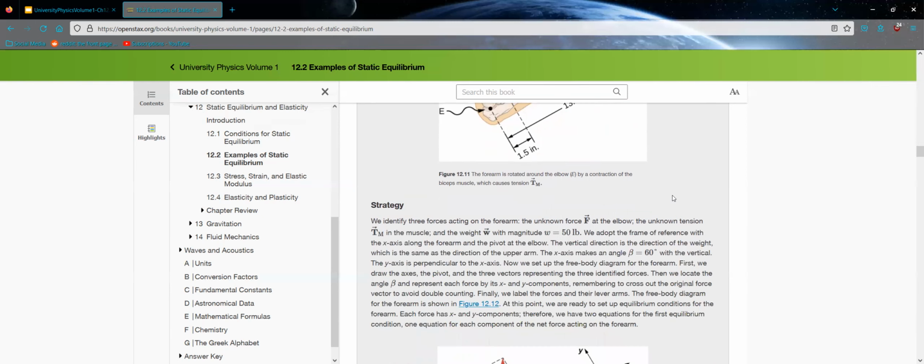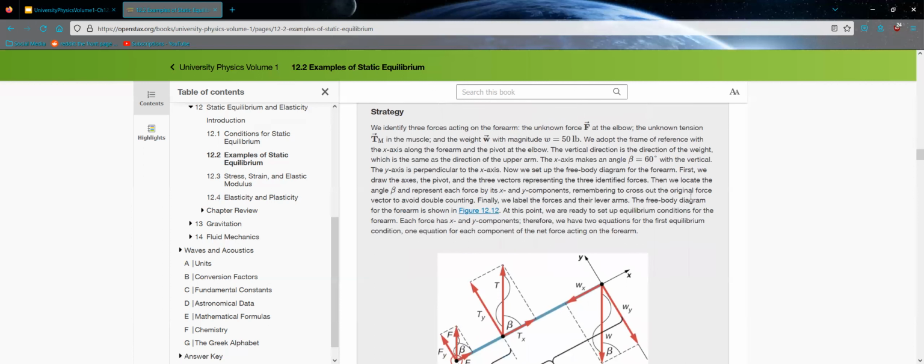Well, we identify the forces. I told you that already. Identify your knowns and your unknowns: the unknown force on the elbow, the unknown tension of the muscle, and the known weight of whatever we're dealing with here. And adapt our frame of reference to set things into XY components, classically a Cartesian coordinate system. Draw out your free body diagram and figure out your X and Y components from the information you were given. Once you have those, sum everything up equal to 0.